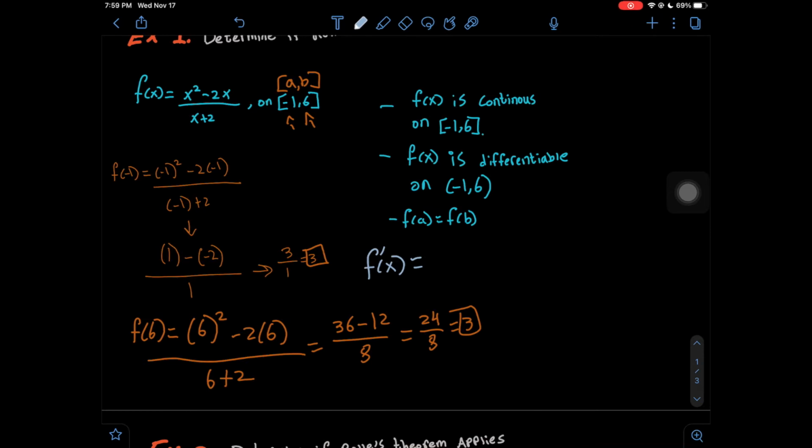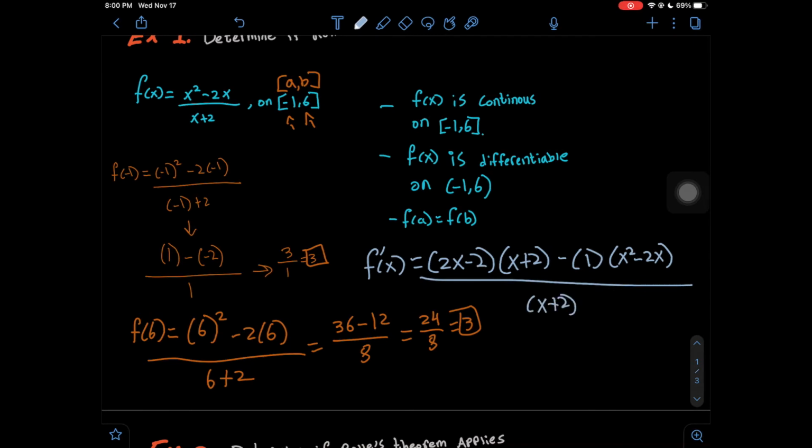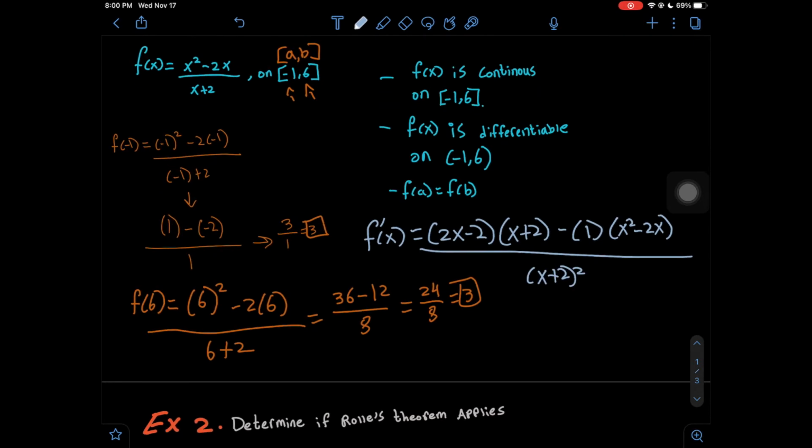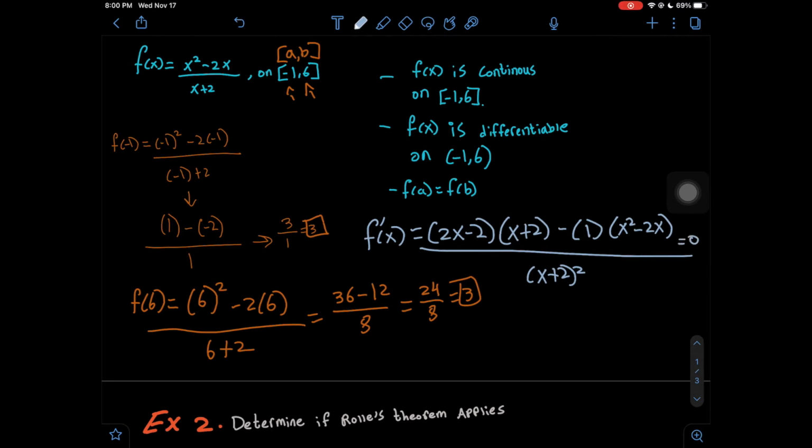Here we're using quotient rule, so we're going to have the derivative of our numerator, which is 2x minus 2, times our denominator, x plus 2, minus the derivative of our denominator, which is 1, times our numerator, which is x squared minus 2x, all over the denominator squared. So now we're going to set this equal to 0. And after everything, you should be left with x squared minus 4 over x plus 2 squared.